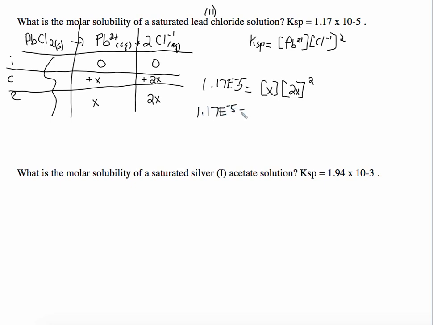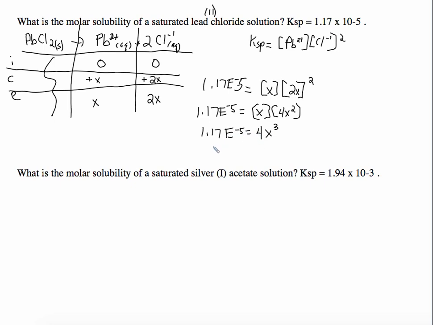All right, now we can solve it. So we get 1.17 e to the -5 is going to equal x times 2x squared. You got to square the 2 and you got to square the x, so that's going to make 4x squared. So we're going to have x times 4x squared. One of the big mistakes sometimes is forgetting to square the number. 2 squared is 4, so that's 4x squared. If you multiply that, you get 1.17 e to the -5 is equal to 4x cubed. Remember, you add exponents.